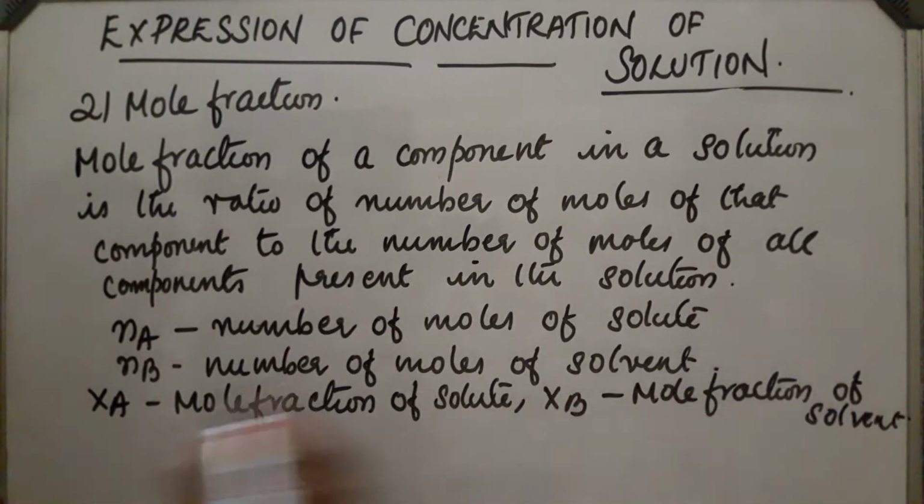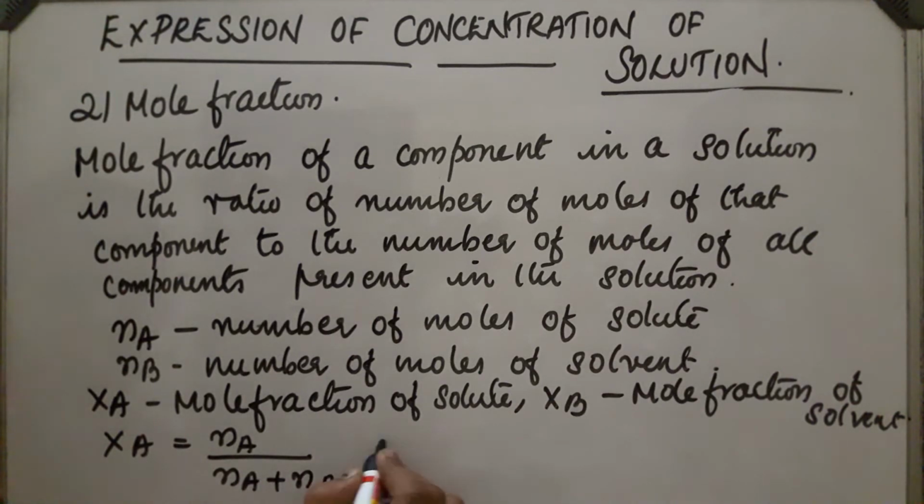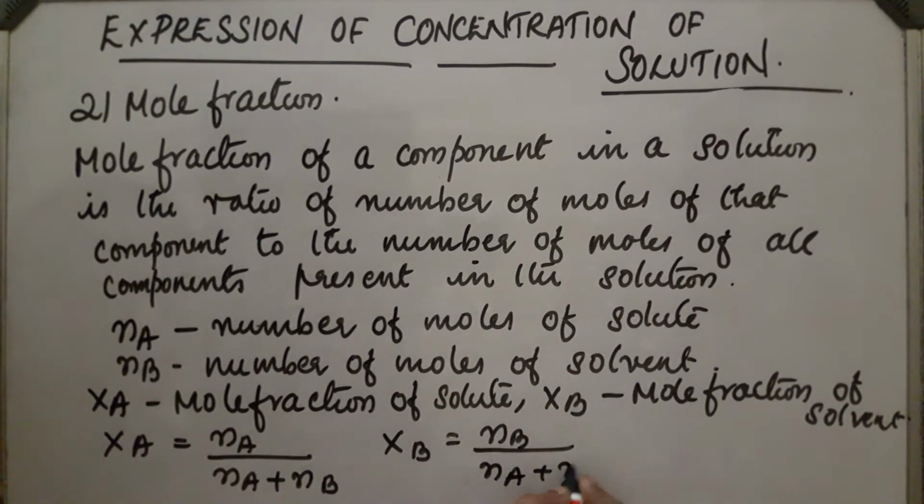So what will be XA? XA is equal to Na by Na plus Nb. And similarly, XB equals Nb by Na plus Nb. Like this, we can express the mole fractions of the solute and solvent. If more than one component is present, we can calculate the mole fraction of the other components also.